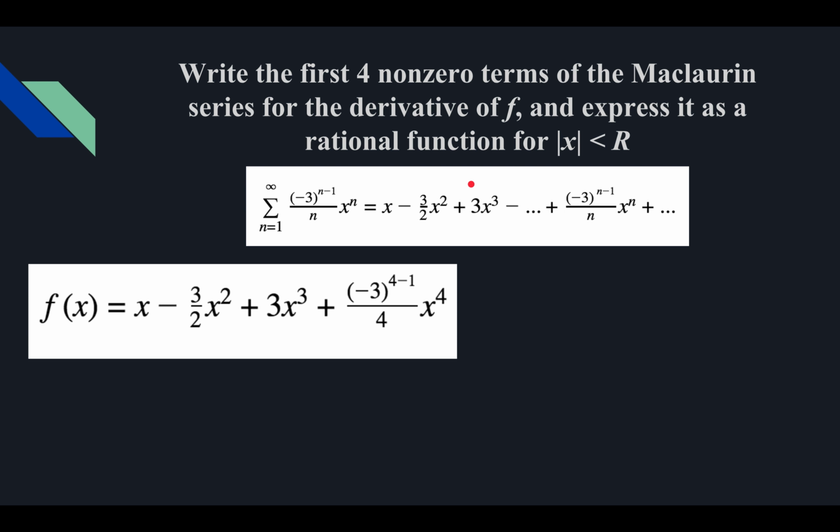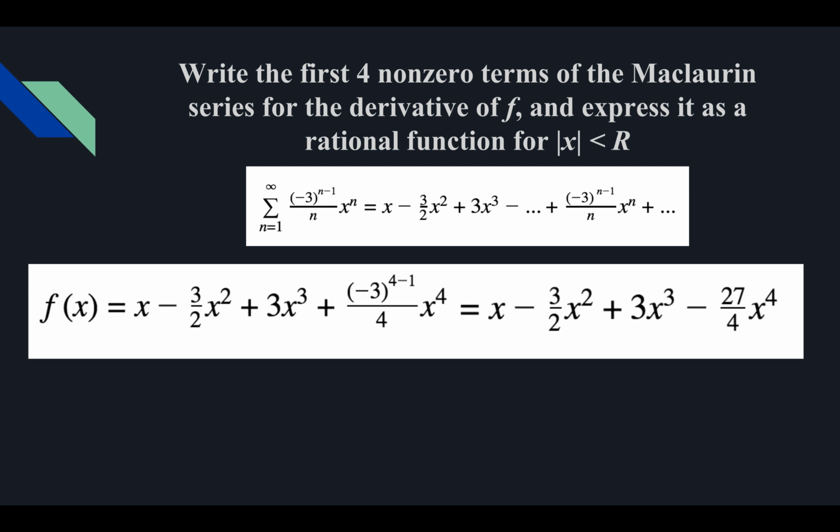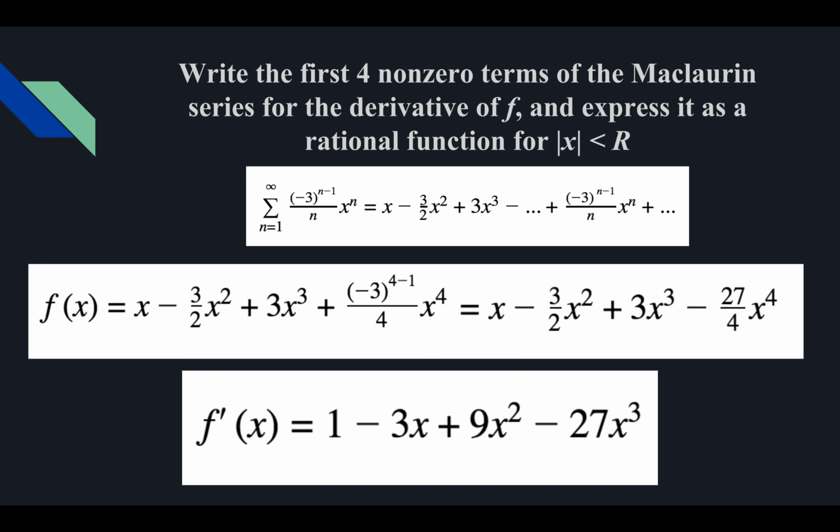So we get negative 3 to the 4 minus 1 over 4 times x to the fourth, which simplifies to negative 27 over 4 x to the fourth. And we already have these first three from here. Now we just take the derivative by using the power rule, and we should get that f prime is 1 minus 3x plus 9x squared minus 27x cubed.